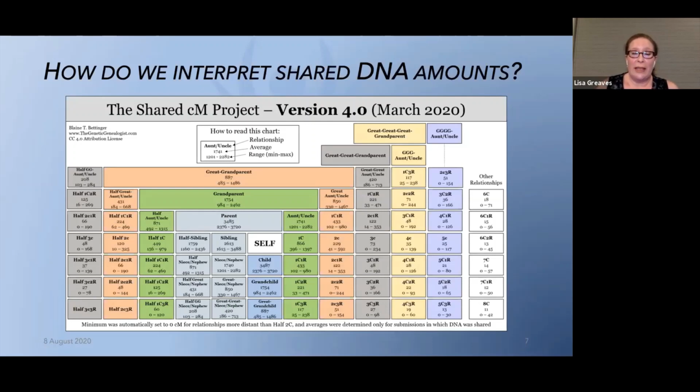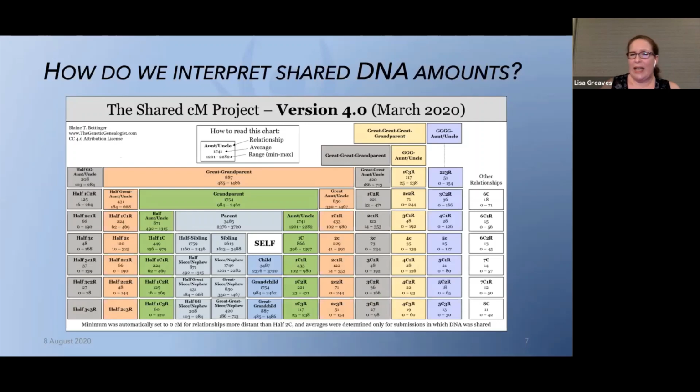This chart was developed by a man named Blaine Bettinger, and he's sort of the godfather of genetic genealogy. He has a blog called The Genetic Genealogist. You can see it up there in the top left corner, thegeneticgenealogist.com. I do strongly recommend checking out his blog, and he also published several books, and he has videos on YouTube, and he speaks at conferences. He's a really good speaker and a good teacher, and I highly recommend him. He developed this chart called the Shared cM Project, and he's currently on version 4, which was just released a few months ago in March.